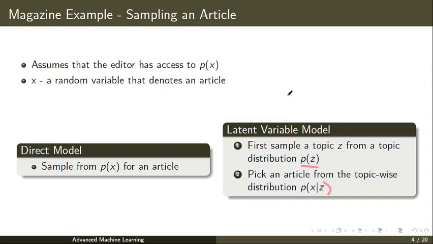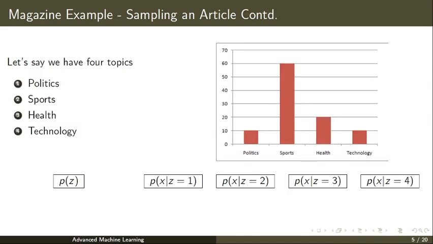But if you are using a latent variable model and we say that this hidden variable has some specific property, based on that we can control the type of articles that will be coming into this magazine. For example, let's say we have 4 topics: politics, sports, health, and technology, and this is the distribution of these topics. Let's say your magazine is basically a sports magazine, then 60 percent is sports, 20 is health, and 10 and so on.